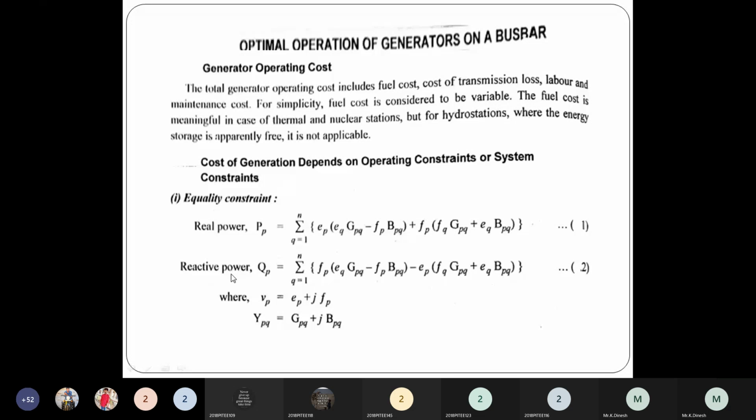Next is the reactive power Q_p, with q equal to 1 to N. This element should be modified here, and for reactive power there are negative signs: f_p(e_q G_pq minus f_q B_pq) minus e_p(f_q G_pq plus e_q B_pq). This is equation number 2, where V_p is nothing but e_p plus j times f_p, and Y_pq is nothing but G_pq plus jB_pq, the conductance plus susceptance, or admittance, of the transmission line.